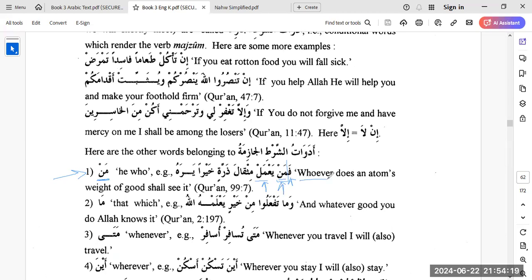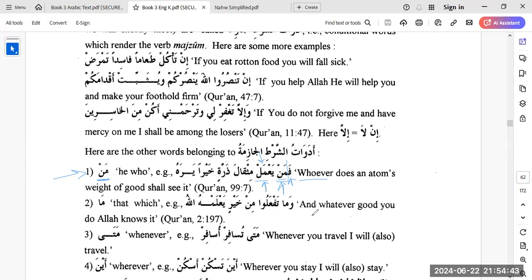I mean whoever or whosoever. That is now a condition. Now the same word, but based on how it's placed in the sentence, it will give a different meaning. So this is not a question here. It is a condition. But who told us this man here is an adatu shart, an instrument of condition? This fi'l mudari is majzoom. The fi'l shart is majzoom.